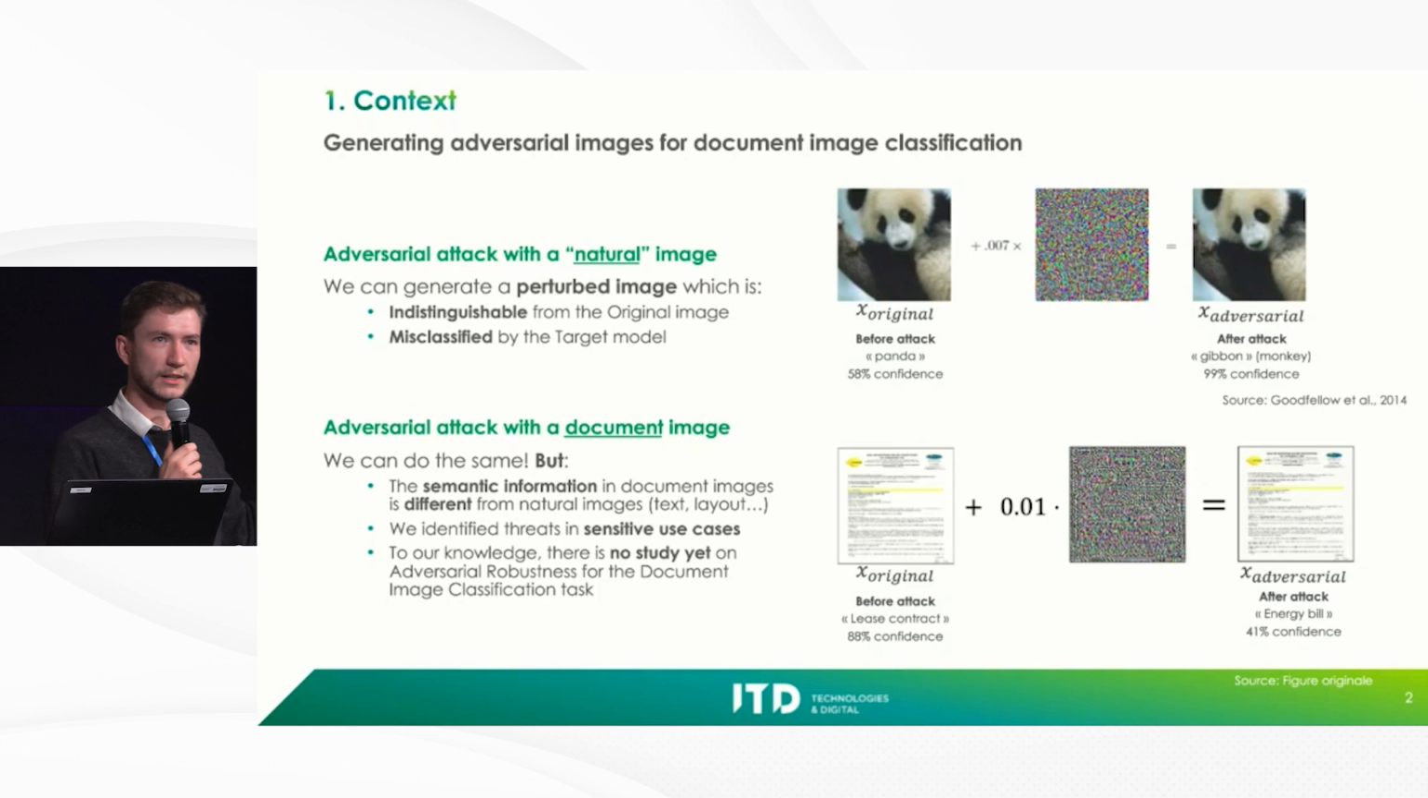We can do the same on document images. And this is interesting, why? Because documents don't have the same semantic information. It has text, it has a layout, it sometimes has a logo. And we wanted to see how adversarial attacks can also affect this kind of classification models, because we have a lot of frauds that we can imagine in sensitive use cases at Crédit Agricole. So this is why we did this study that has not yet been done on the specific task of document image classification.